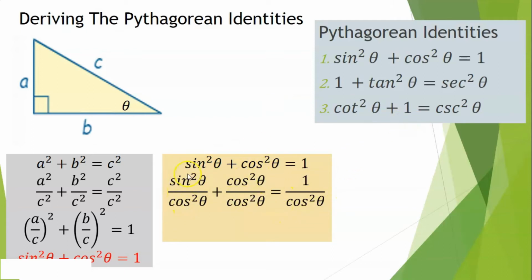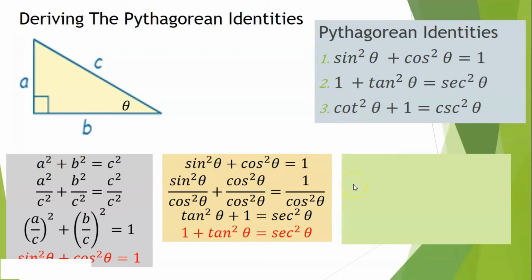Now, take note, sine over cosine with respect to the quotient identity is basically tangent squared theta. And cosine over cosine, you can cancel that and we'll end up with 1. Now, using the reciprocal identity, 1 over cosine is basically secant squared. Or, rewrite by the commutative property, we will have 1 plus tangent squared theta equals secant squared theta. That is Pythagorean identity number 2.